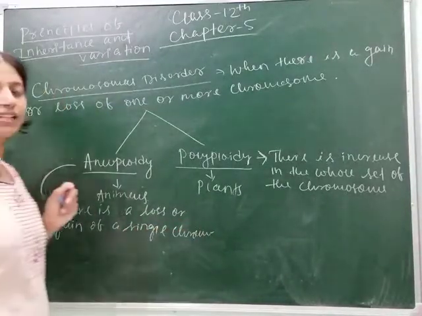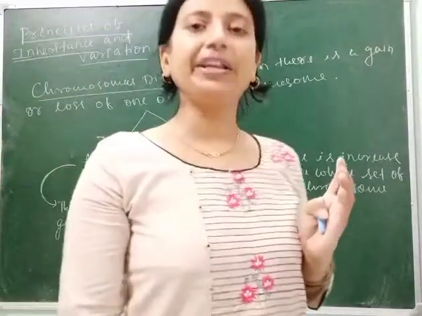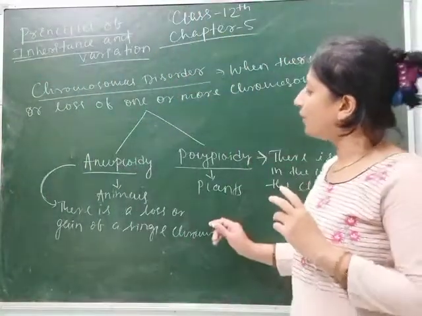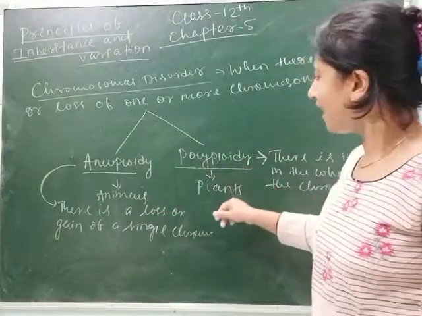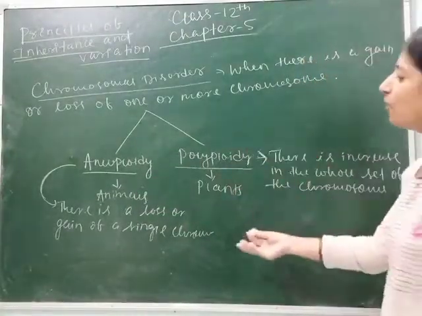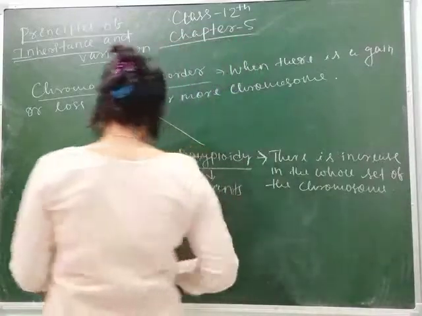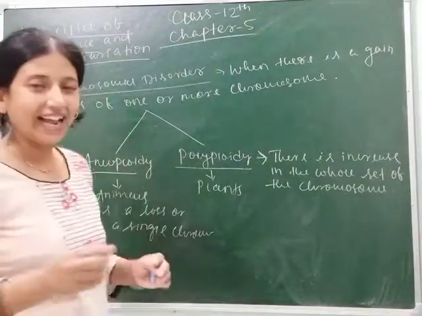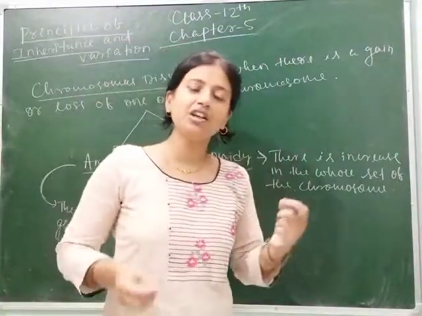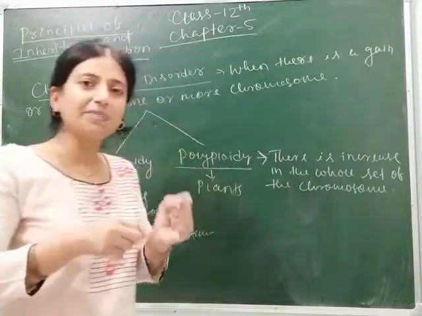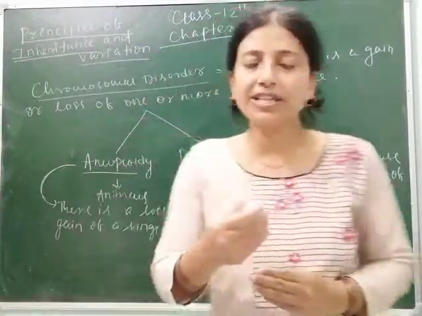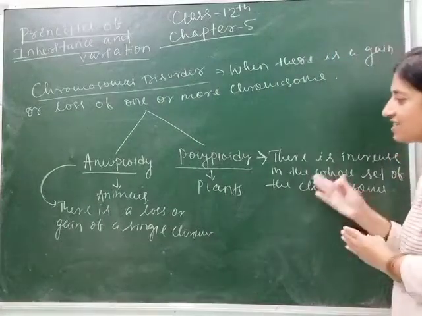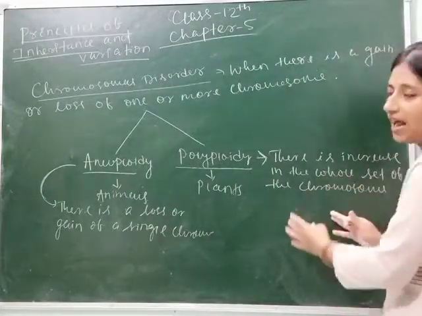This may come as a 2 marks question: differentiate between aneuploidy and polyploidy. You can write: aneuploidy is seen in animals, whereas polyploidy is seen in plants. In aneuploidy there is a loss or gain of a single chromosome, meaning either a chromosome gets increased or a chromosome gets decreased. But in polyploidy, the whole set of chromosomes gets increased, and this is seen in plants.